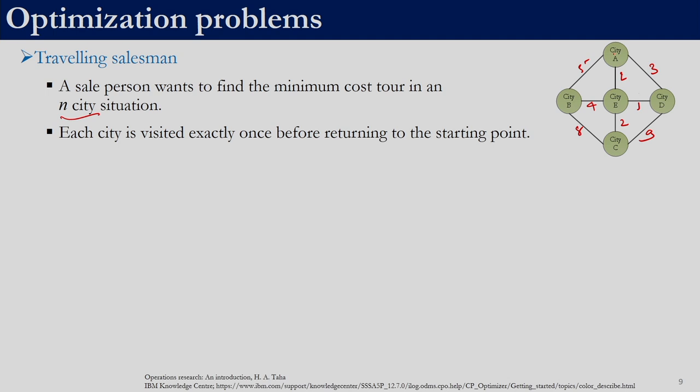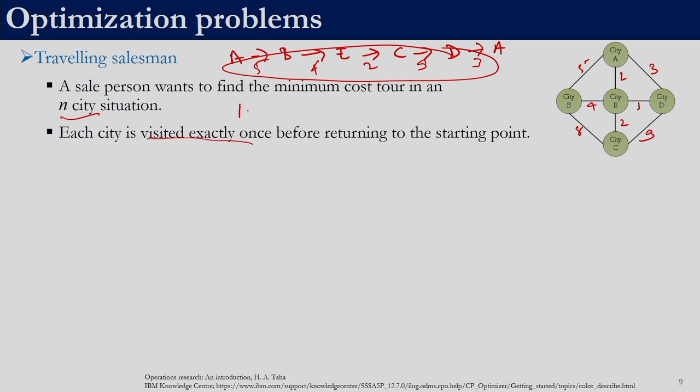The task is that the traveling salesman has to visit all the cities and come back to the city he started with, and each city is to be visited exactly once. One solution can be from city A to city B, city B to city E, city E to city C, city C to city D, and return back to city A. We know the cost associated with each leg. A to B, the cost is 5, B to E the cost is 4, E to C the cost is 2, C to D the cost is 9, D to A the cost is 3. So the total cost is the summation of all these.